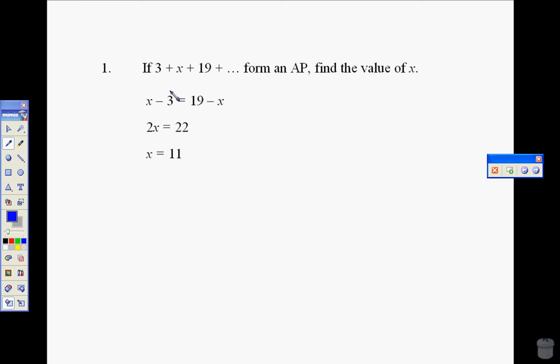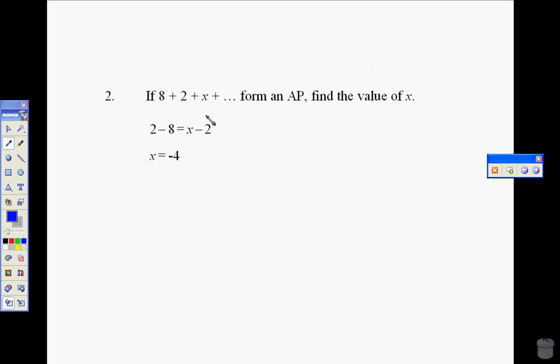In this first question, if 3, x, 19 are in an arithmetic progression, we know that we can take x minus 3, the second term minus the first, and that must be equal to the third term minus the second, so 19 minus x. So we've allowed ourselves to find it as a simple algebraic equation. We start to solve that. Add x on both sides, add 3 on both sides. We get 2x equals 22, x is equal to 11. So 3, 11, 19. Yep, it's an arithmetic progression. It's going up by 8 each time.